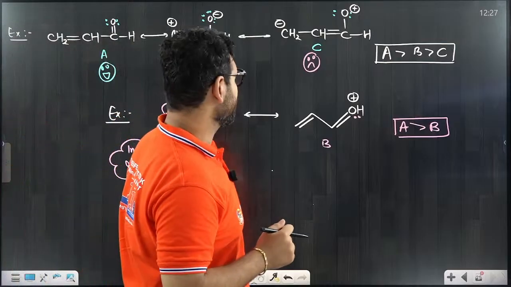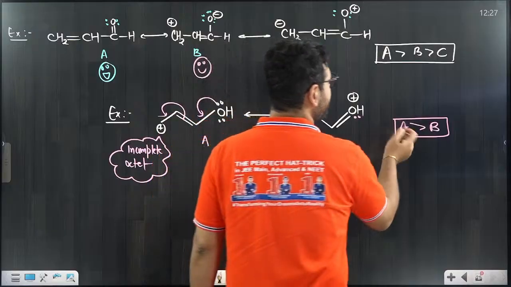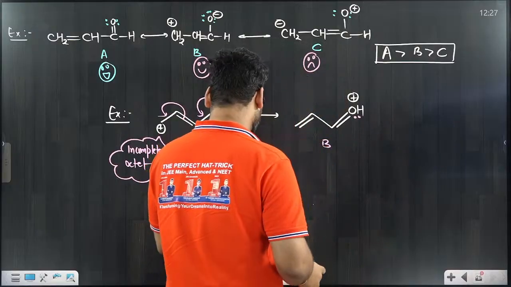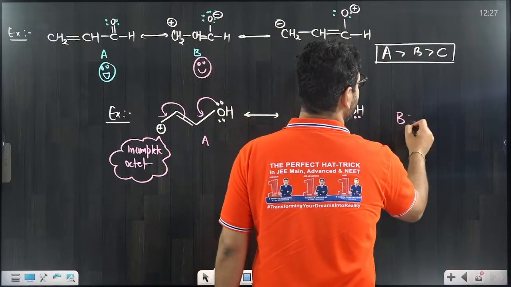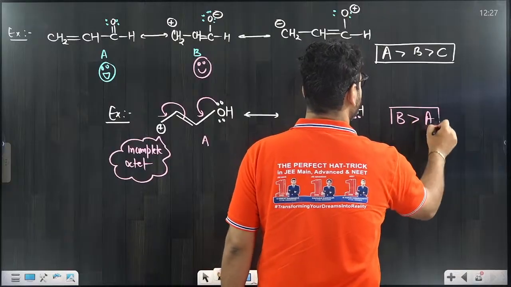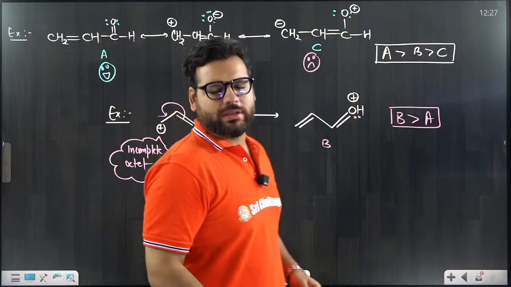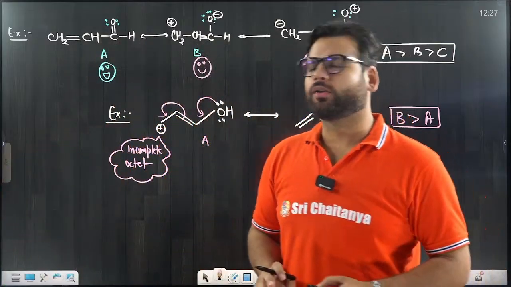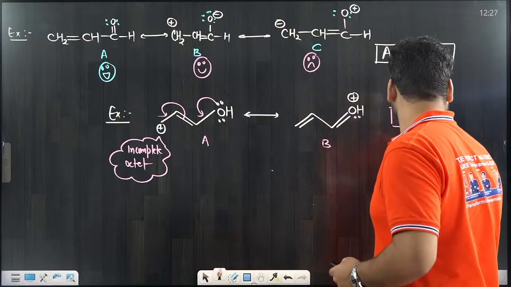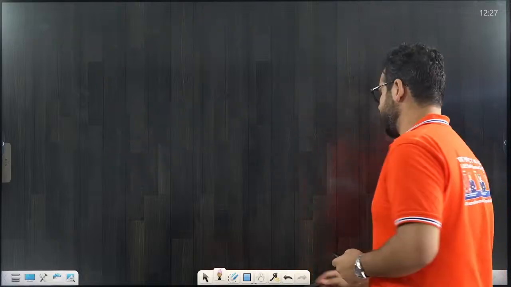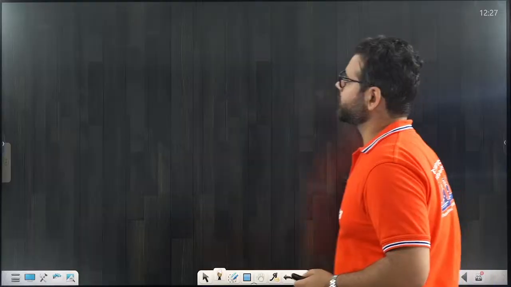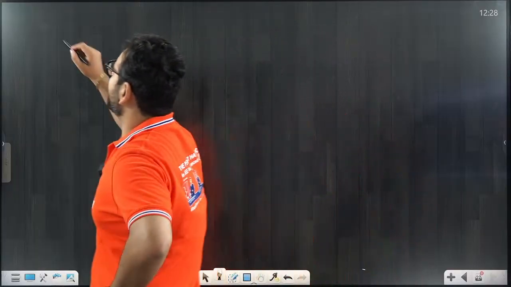Why not? Yes, yes, B better than A, not A better than B. I just told you. More the bonds, more the stability. B better than A, not A better than B. Okay. B is better than A. So this is about our rules to check the stability of canonical form and who will contribute more in the resonance hybrid. So direct questions can come from these rules, as I showed you some questions, same way they can be asked.